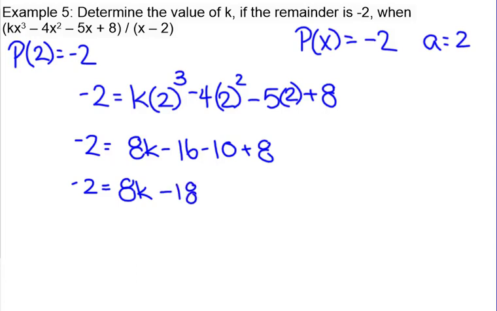And if we add that to both sides, we end up with 16 is equal to 8k. Divide both sides by 8. K is equal to 2. All that's saying is when that k value in our function is 2, we get a remainder of -2.